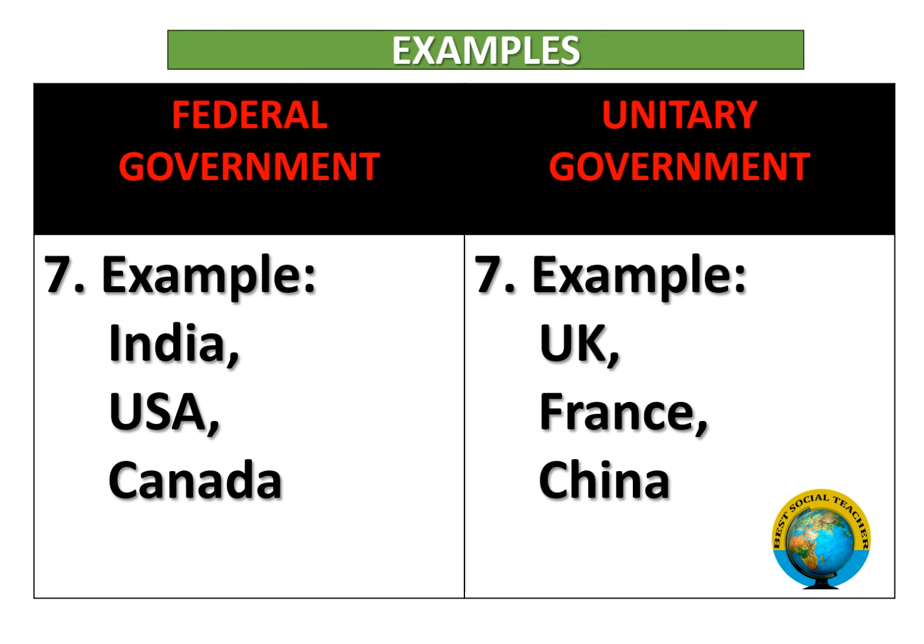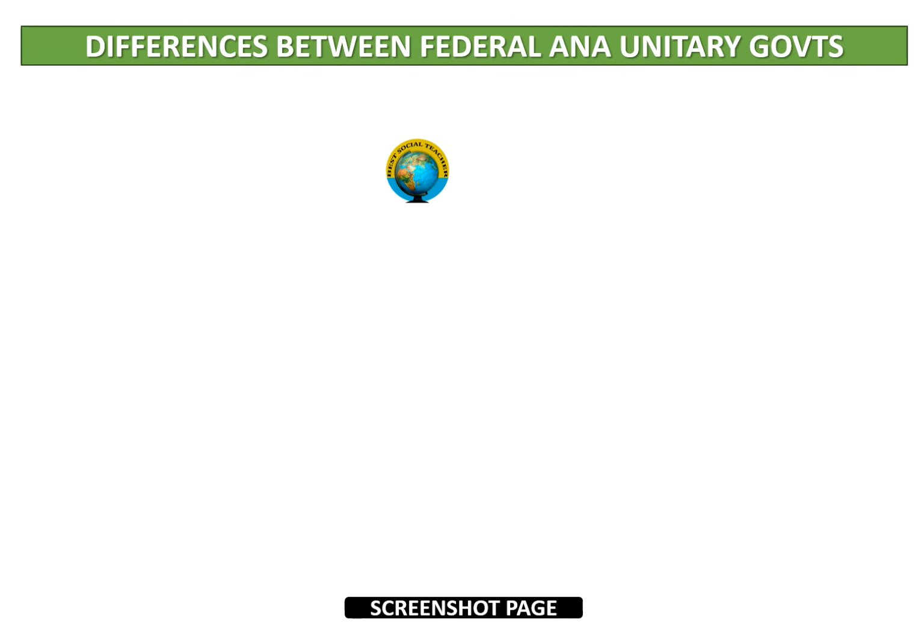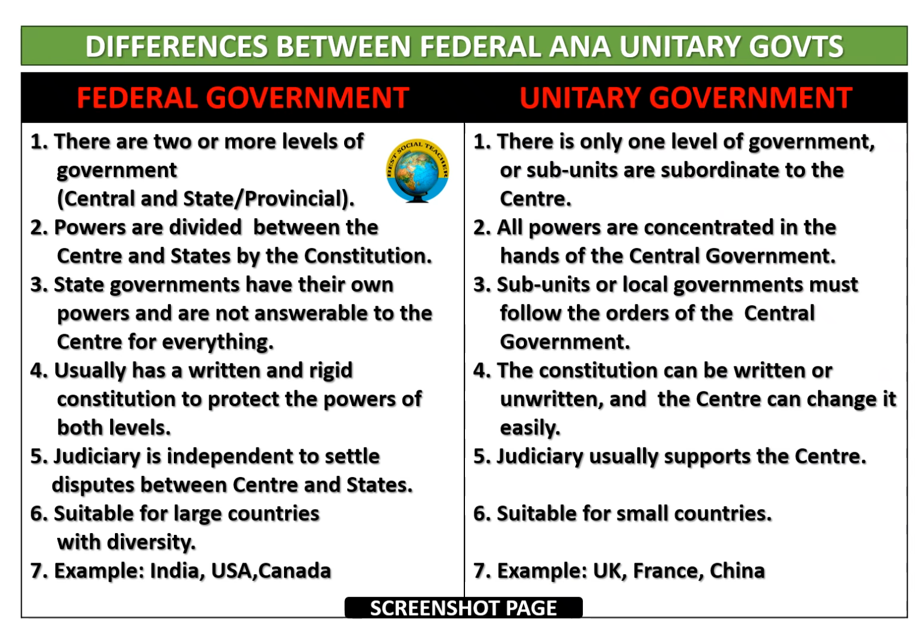On the next page you will get the screenshot. Read it once, twice or thrice until you get the question. I will give all the points in one place. Please see. Differences between federal and unitary government. In public examinations, you need to make a side heading like this and you have to write like this.